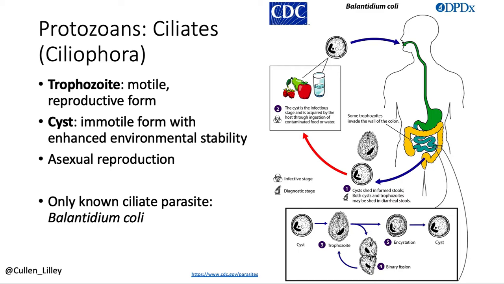The only known ciliate parasite that causes human disease that we know of right now is Balantidium coli. And so the Balantidium coli will have its cysts in water or on food, and that will infect the host, and that will then get into the intestines, and it can transform into its trophozoite phase and reproduce.